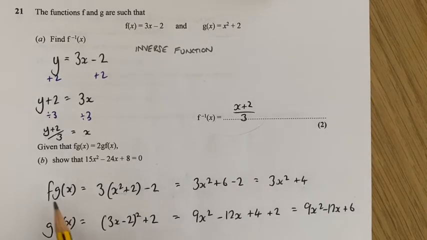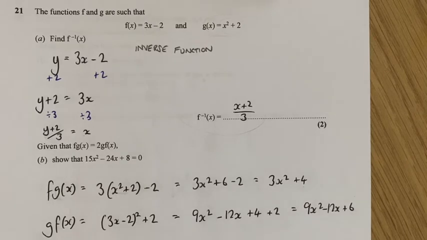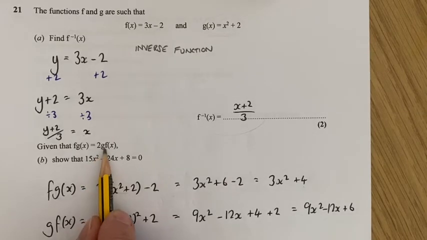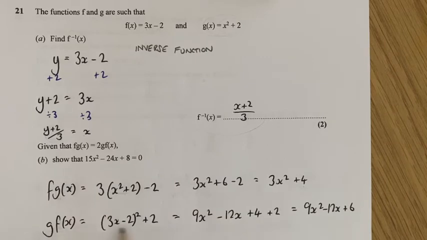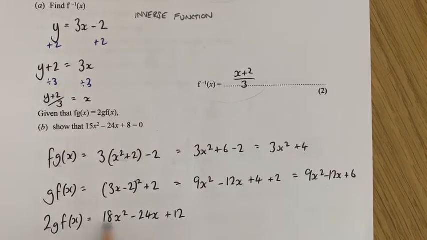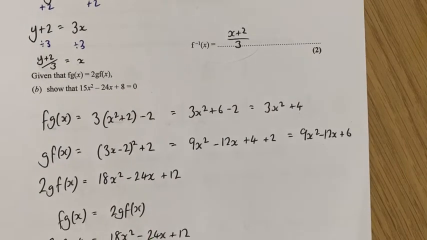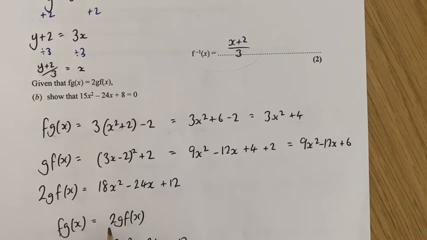Okay, now that's fg of x here. This one's gf of x, but of course the question is talking about 2gf of x. So if there's gf of x, then 2gf of x is just multiplying it by 2. Okay, so pretty straightforward. Times it all by 2, we get 18x squared take 24x, add 12. Now it tells us that fg of x is equal to 2gf of x. So get my expression for fg of x, which is here. Get my expression for 2gf of x, which is here. Set them equal to each other.